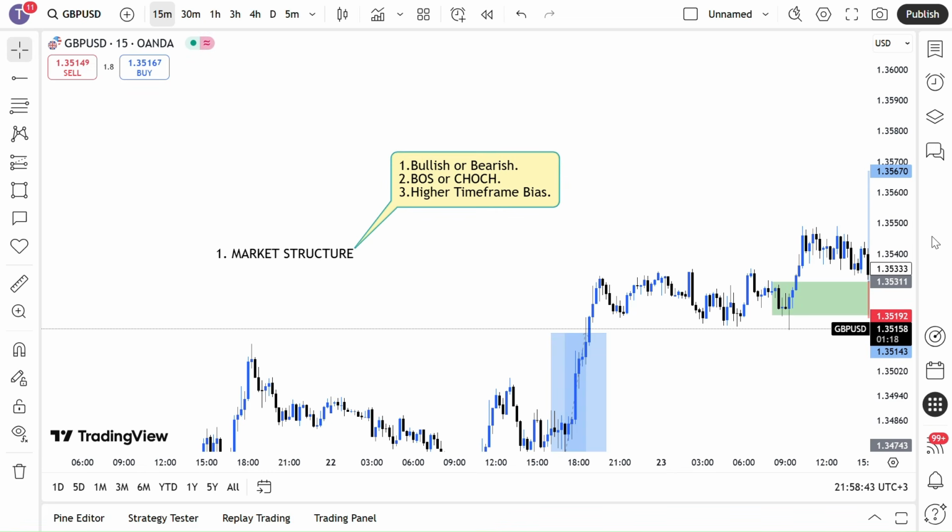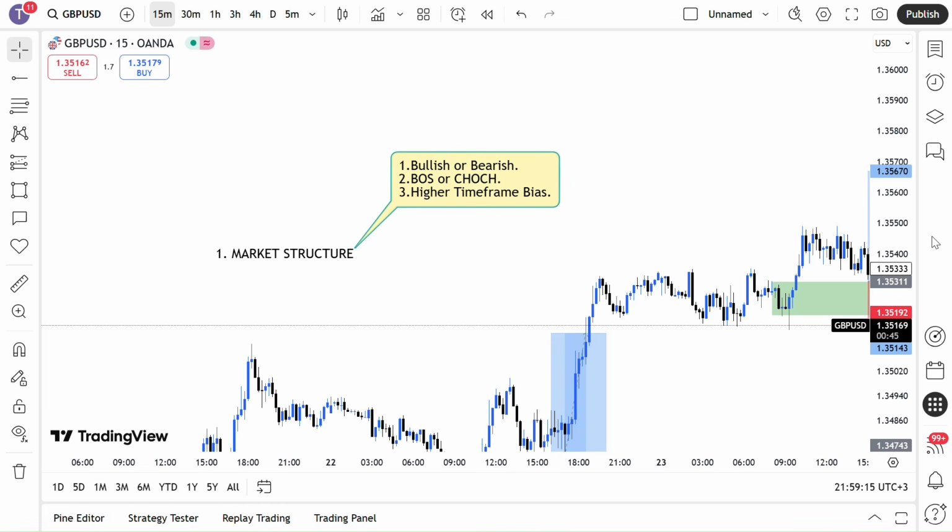So number two, has structure shifted? Here we have a break of structure or change of character. Has the market structure shifted? So basically here you mark those higher highs, higher lows, lower lows, and lower highs by identifying a correct or a valid change of character or a valid BOS.